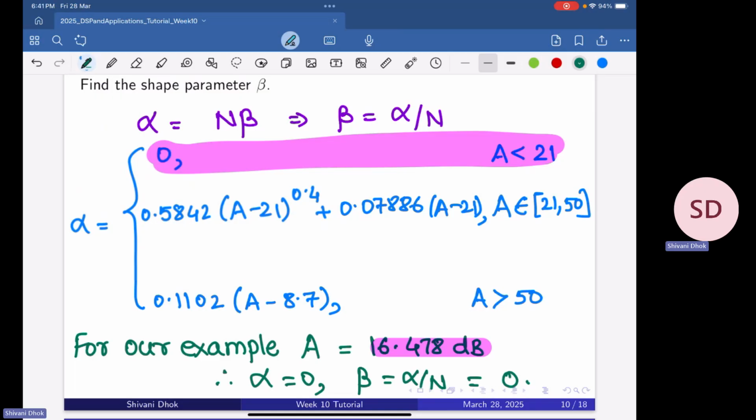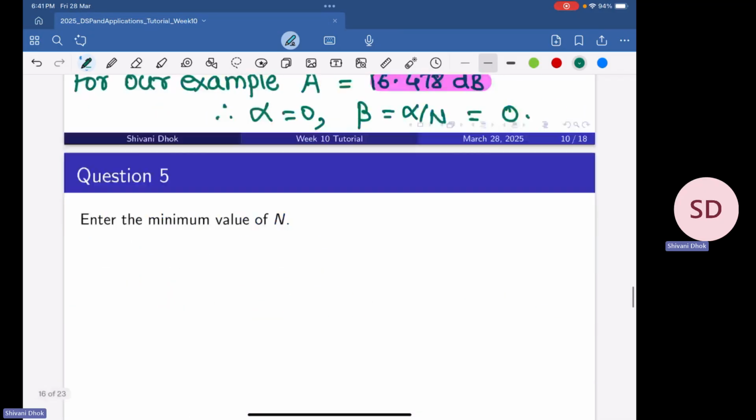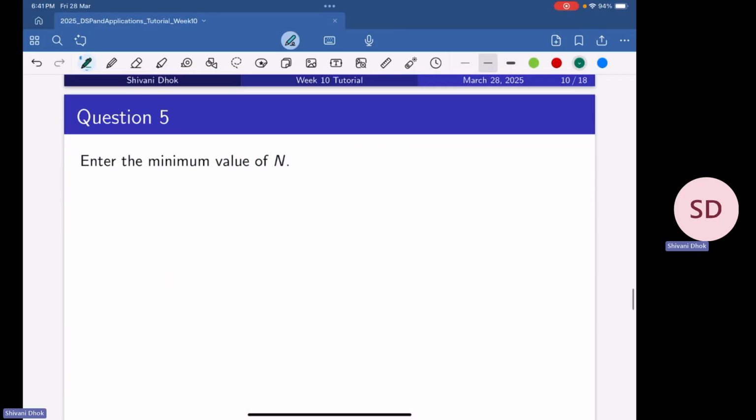So this is one of the parameters that we need to figure out with the help of our given specifications. Okay, if there are no other questions, then let me move on to the next question. It says that now we need to find the minimum value of n.